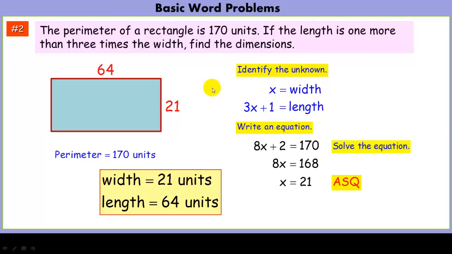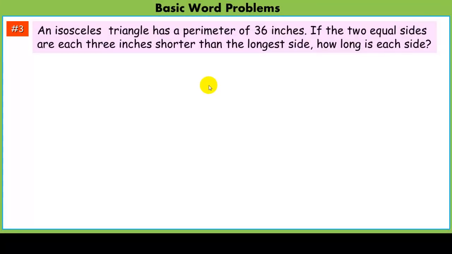Okay, good, good. All right, number 3: an isosceles triangle has a perimeter of 36 inches. If the 2 equal sides are each 3 inches shorter than the longest side, how long is each side? Guys, I can't stress this enough. When you have something as simple as this, draw a diagram. And I don't care how the diagram looks. I don't care if your triangle looks like a Dorito chip, okay? That's fine, just as long as you do some important things. Make sure you do that.